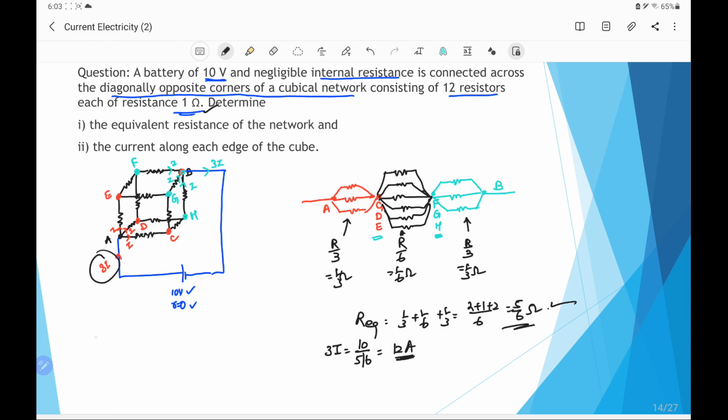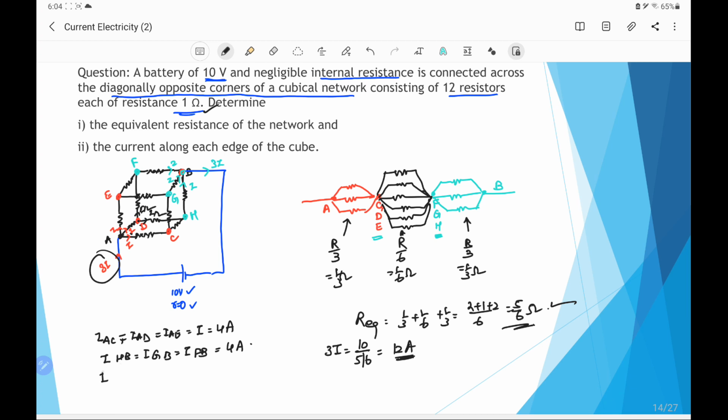That means we can write current in AC equal to current in AD equal to current in AE, equal to I, that is 4 ampere. Similarly, current in HB equal to current in GB equal to current in FB is also the value I, that is 4 ampere. And for the remaining 6 branches, if we check branch AD, current I reaches D, and here this current divides into 2 parts. So the current in each part is I by 2.